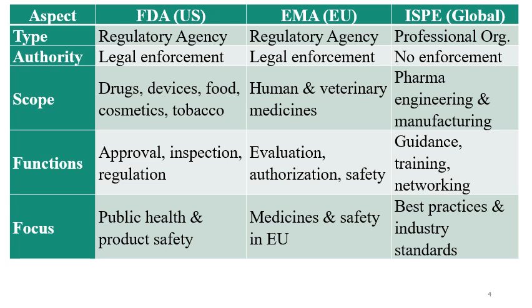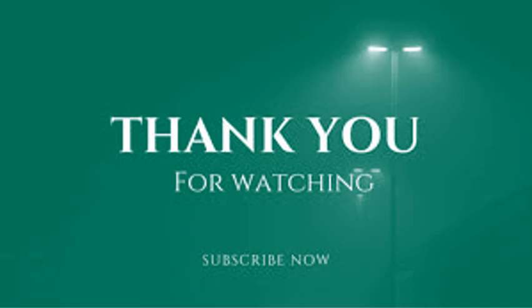Functions of the FDA are approval, inspection, and regulation related to food and drugs, and EMA is for evaluation, authorization and safety. ISPE is for guidance, training and networking. FDA focuses on public health and product safety. EMA focuses on medicines and safety in the EU, and ISPE focuses on best practices and industry standards. So this is the information for these three: FDA, EMA and ISPE.